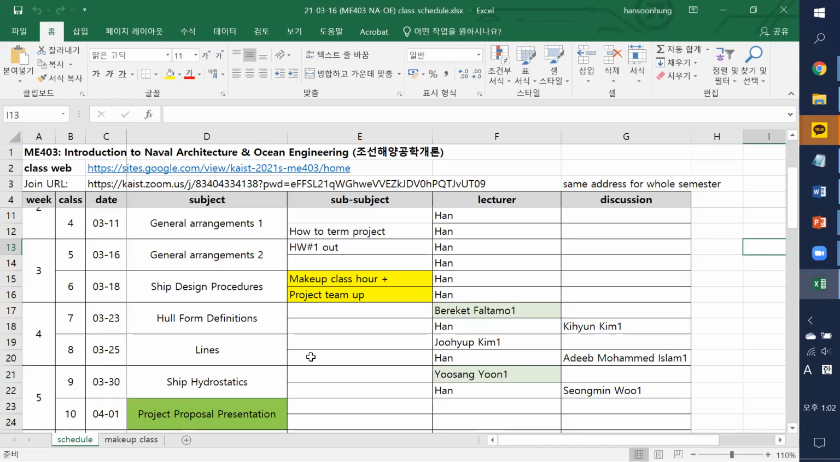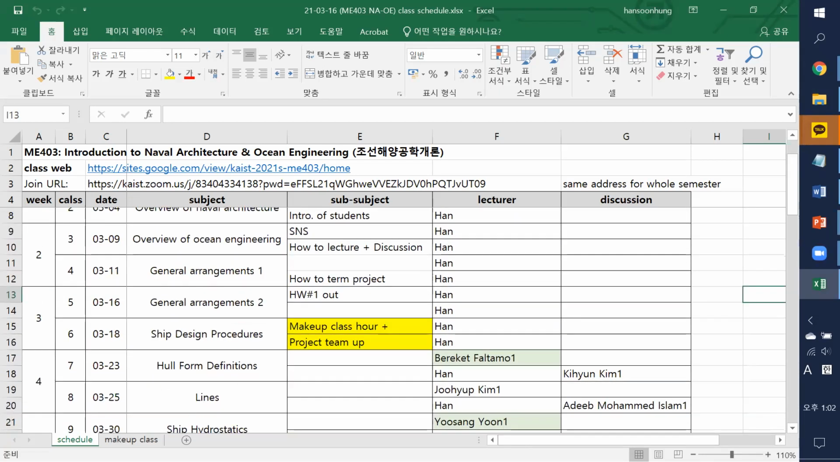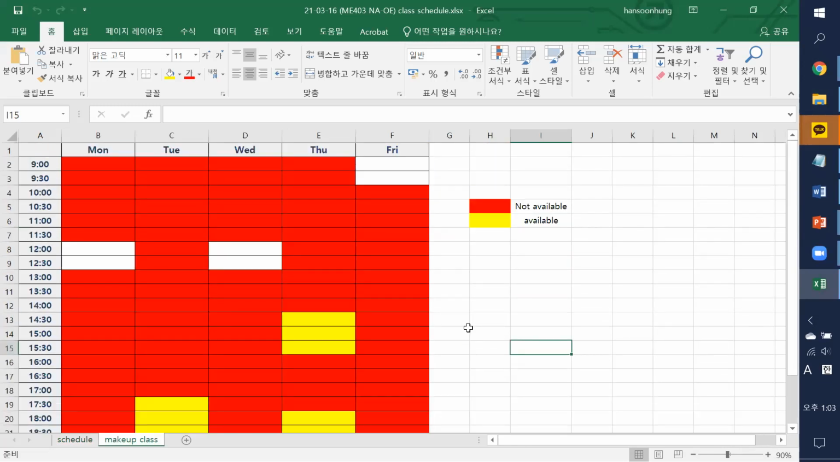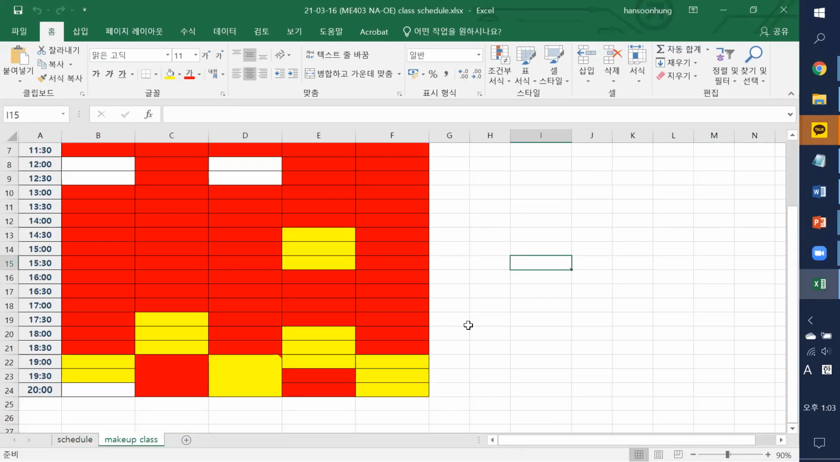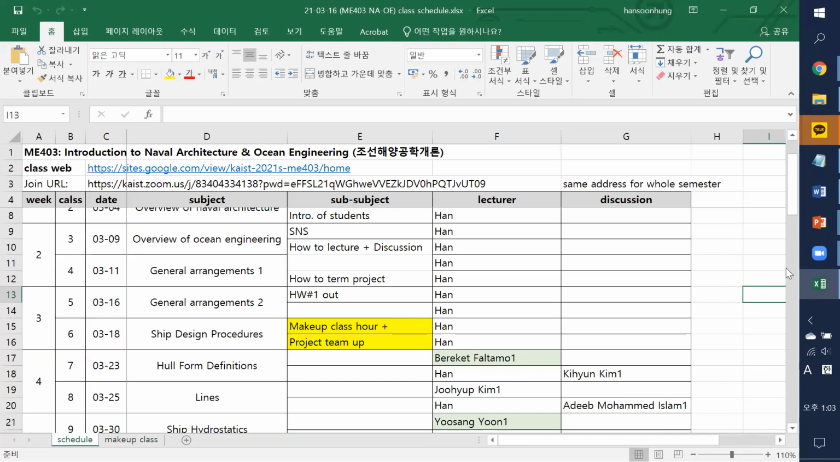Jihu, you already have this file, the older version. Yes. And the second tab shows the makeup class. In this way, you can find similar available slots among 7 members or 6 members by exchanging your information. So during the break time, please find it, but it is not a hurry. You can do it after the class hour. But anyway, this is the way we find the makeup class hour.